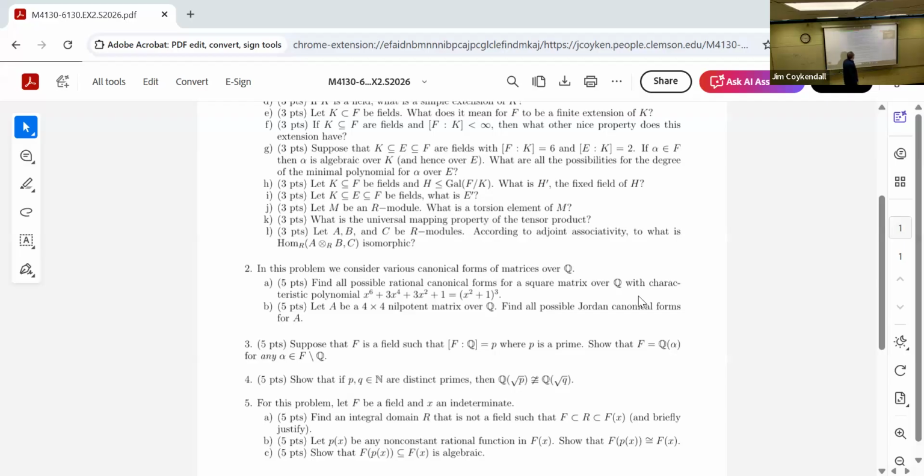This one was very similar to number 3. By the way, on number 2, see if you can get these. I think there's 3 here. Yeah, there's 3 different rational canonical forms, and here there should be 5 possible. Let me point out something though. A couple of you said it, and I kind of let this slide a little bit.